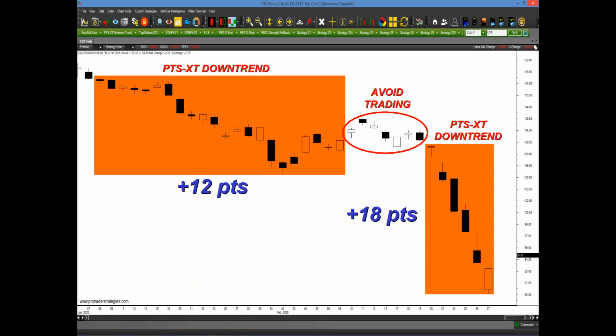Let's look at CVX, okay? Here we're looking at a downtrend. As you can see here, 12 potential points to the downside. We would have avoided the trading right here, and then 18 potential points right here.